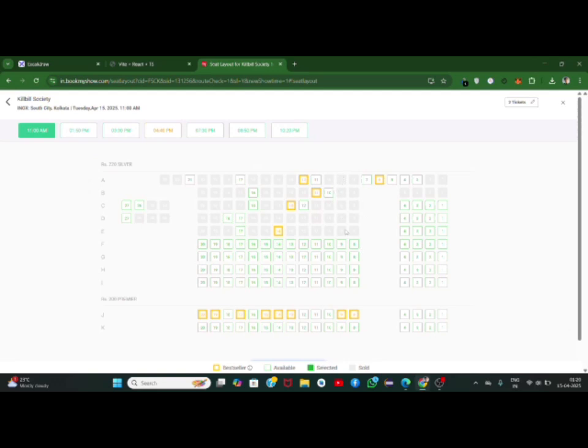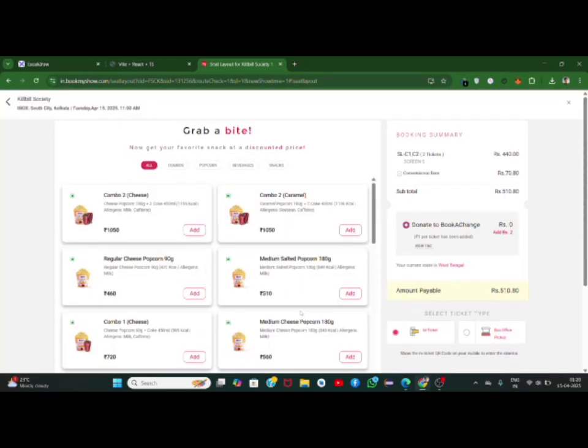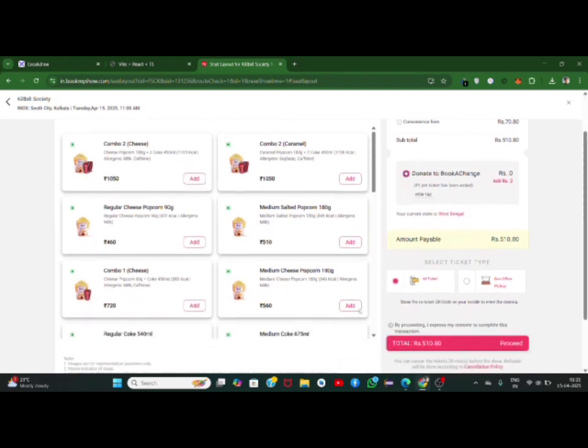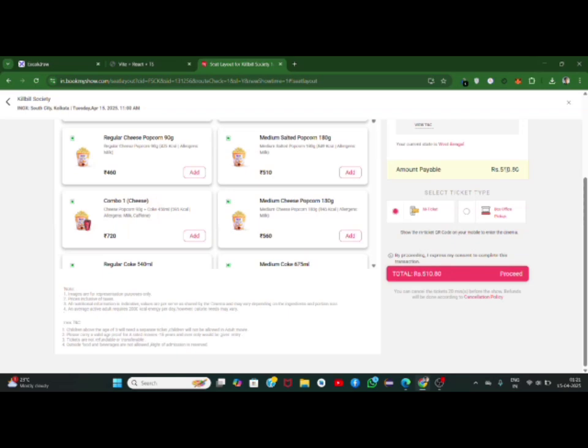Some of the seats are already locked and some of the seats are available. Let's just try to book these two seats, 1 and 2. Okay, let's try to pay. At this point of time, I haven't paid anything. I am trying to see anything available here. I'm trying to calculate my GST. The total amount is 510. But I haven't paid anything, right?